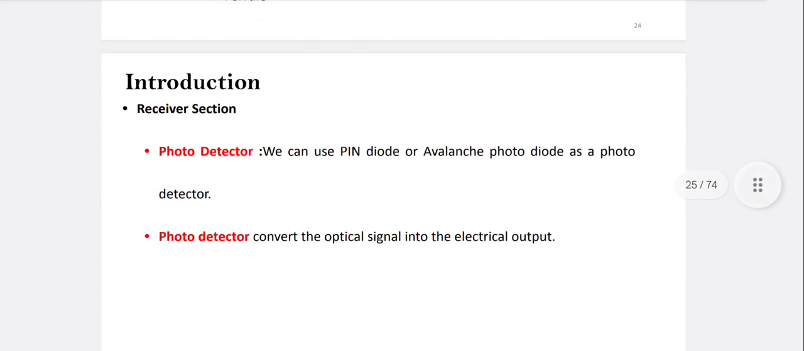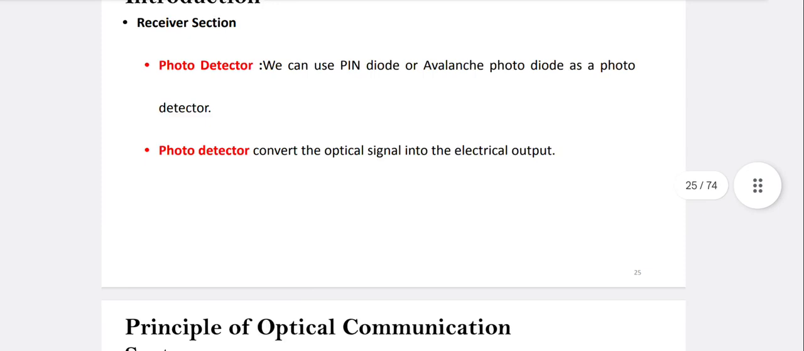Finally, in the receiver section, as we have discussed already, the optical light signal must be converted into an electrical signal. For that purpose, we use the photodetector in the receiver section. The photodetector converts the optical signal into the electrical output and gives the received signal to the receiver.